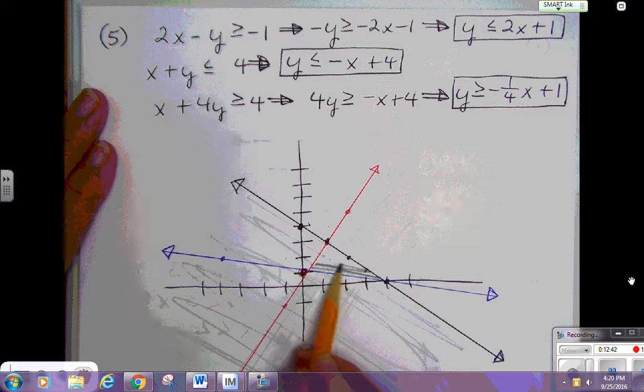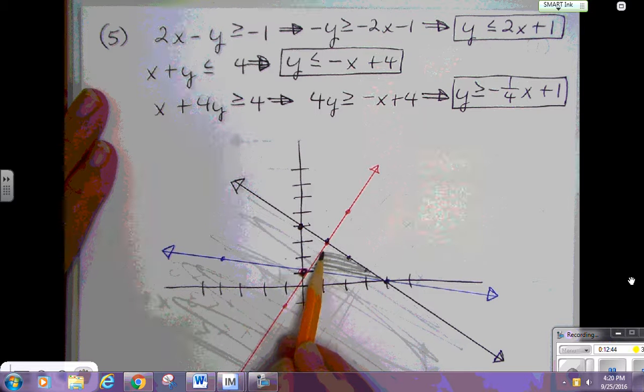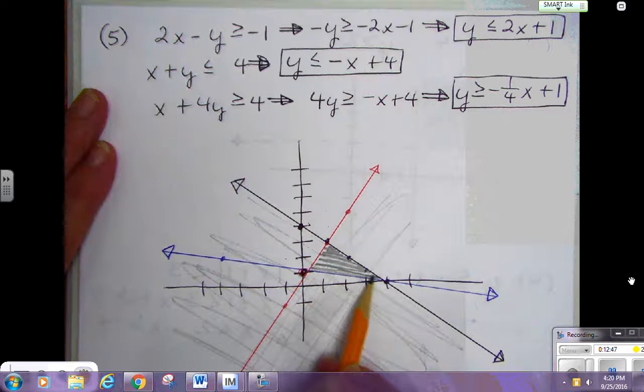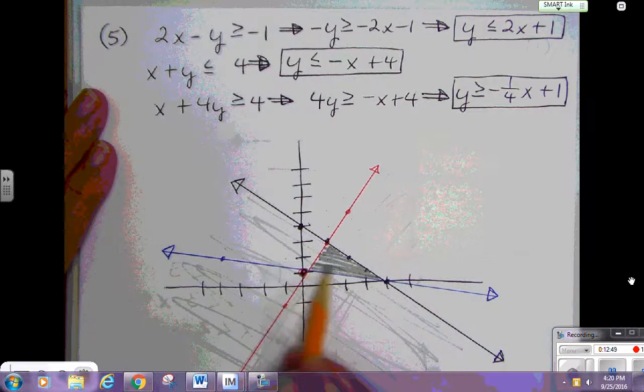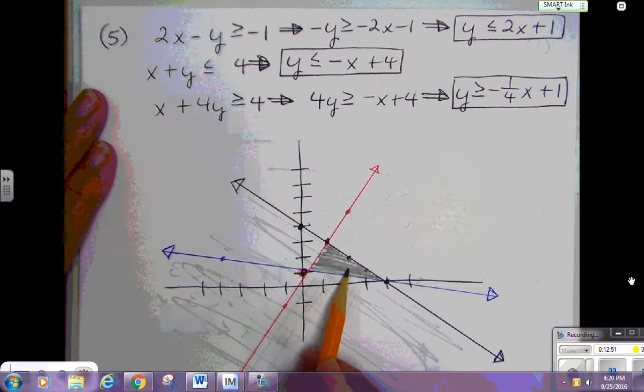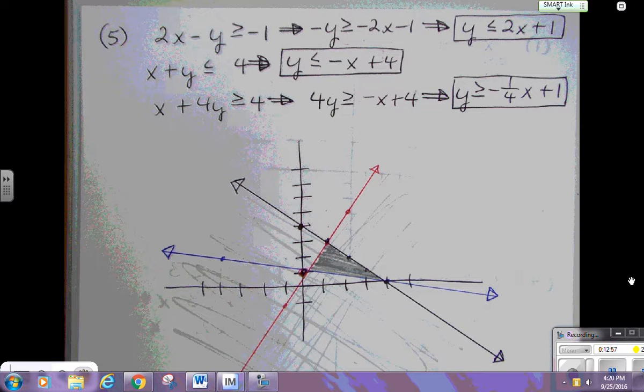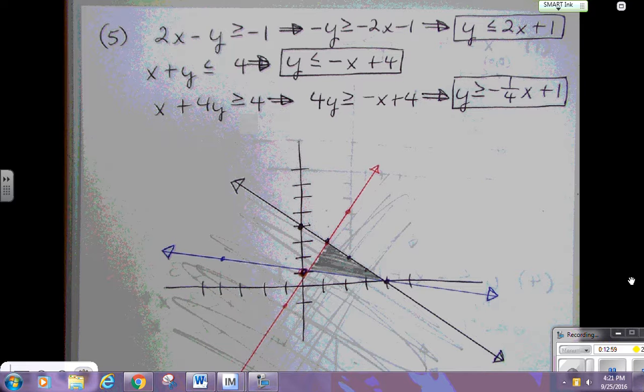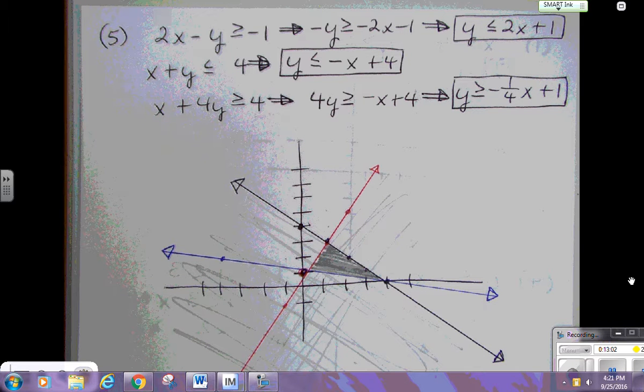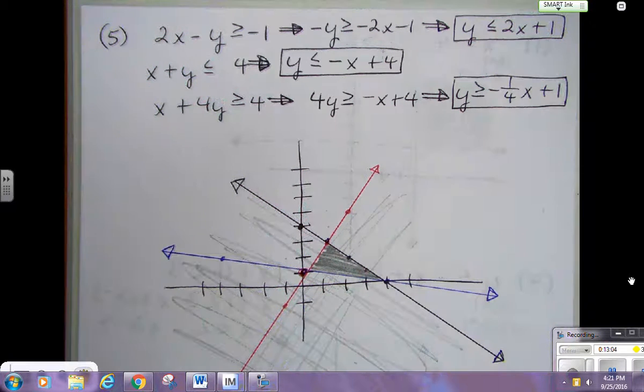Okay, so the part of the shading that's overlapping is in this little triangular area. Okay, so if you need to go back and replay this lesson, that's fine. Go ahead and do that. Replay it and watch it. I hope I didn't go too fast.